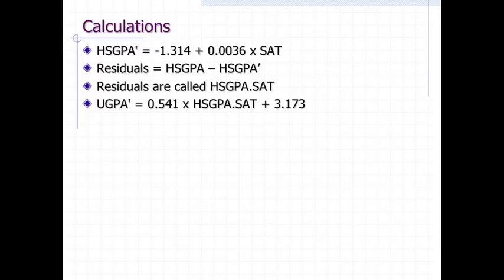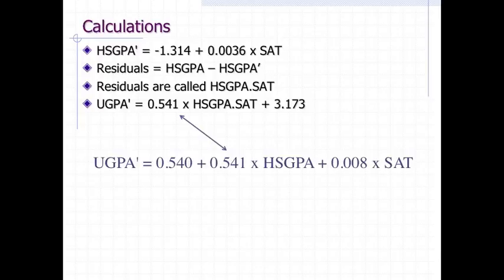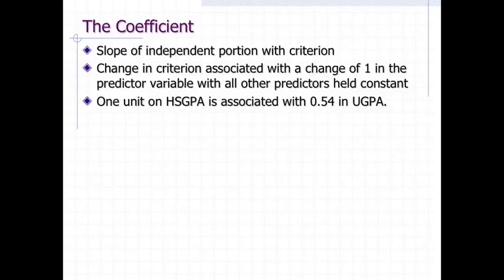The slope in this regression equation is 0.541. Notice that the slope of 0.541 is the same value given previously for B1 in the multiple regression equation. This means that the regression coefficient for high school GPA is the slope of the relationship between the part of HSGPA that is independent of, uncorrelated with, the other predictor variable and the criterion variable.